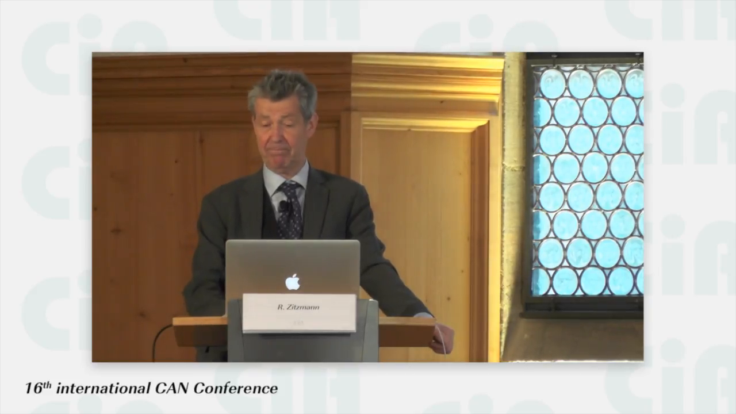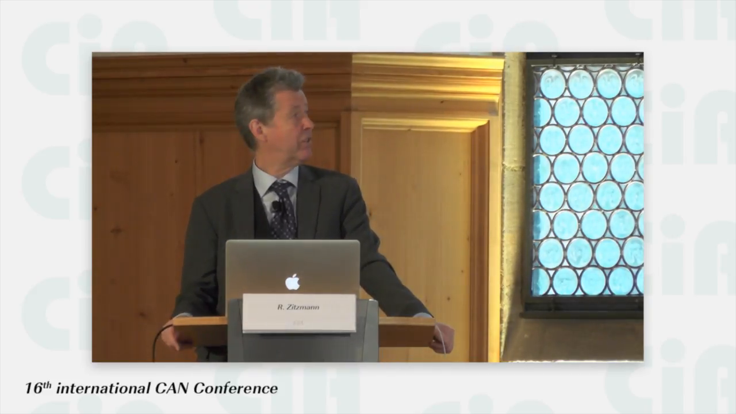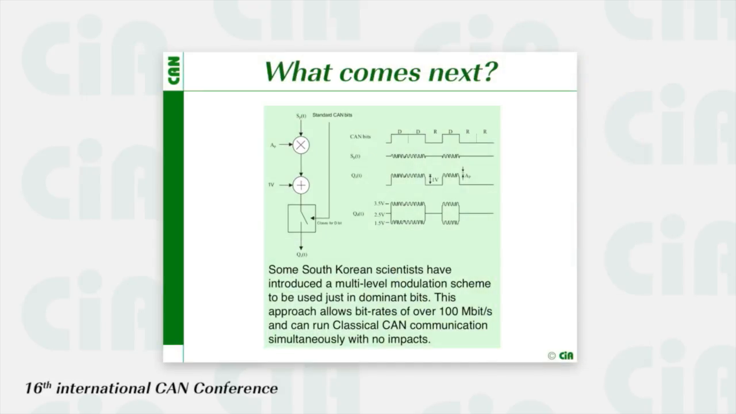What comes next? In South Korea, some South Korean scientists have proposed in an IEEE paper something which can go up to 100 megabit per second. And they can run, that's what they promised, classical CAN communication simultaneously with no impacts. This is known as TurboCAN, and you can download this paper from the internet and some additional information, and also some videos where you can see that it's really working. I don't know if this works in a real environment, but in the laboratory it works.